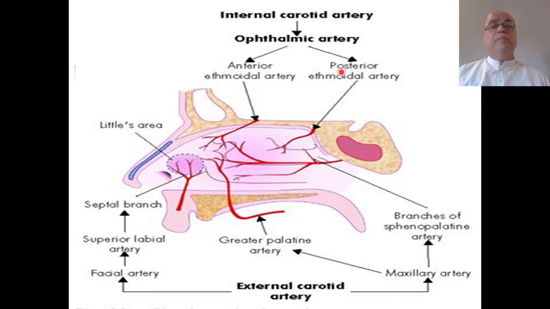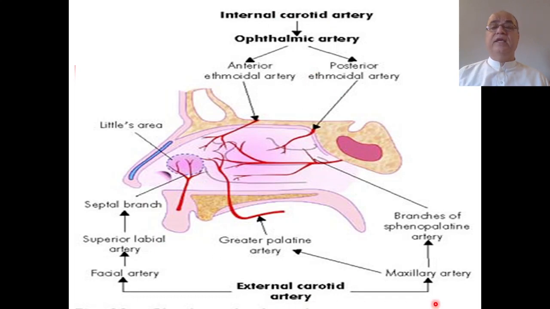So the blood supply, you must be well aware that this is from the internal carotid system and this is from the external carotid system. And there are basically four major vessels. One is the anterior ethmoidal, and then the posterior ethmoidal arteries. These two are the branches of the ophthalmic artery, which originates from the internal carotid artery. So anterior ethmoidal and posterior ethmoidal, these are the branches from the internal carotid system.